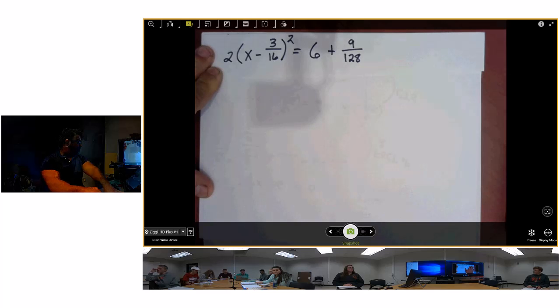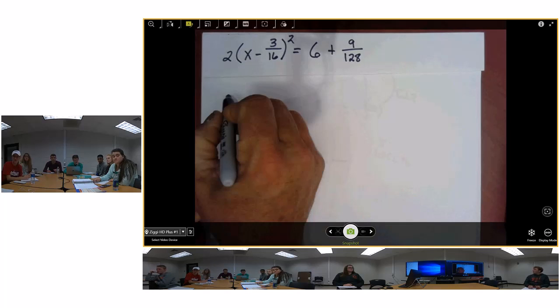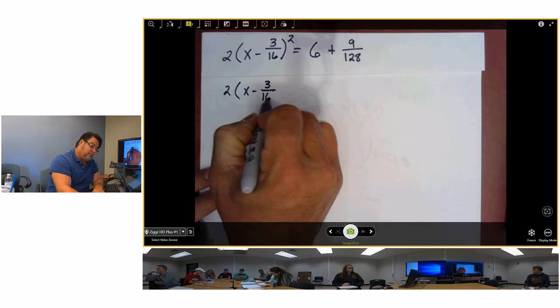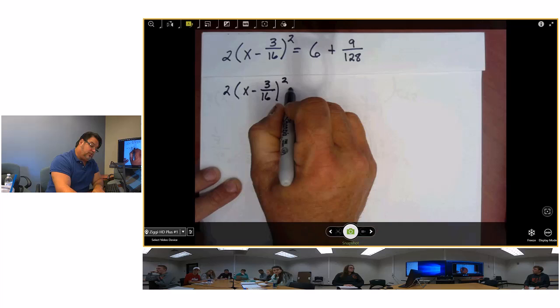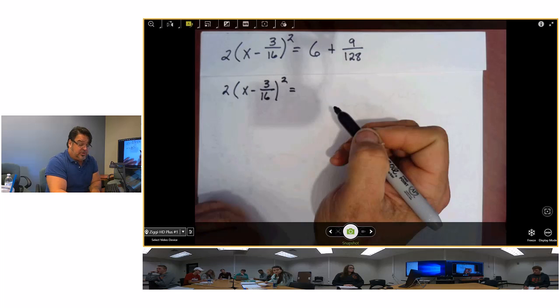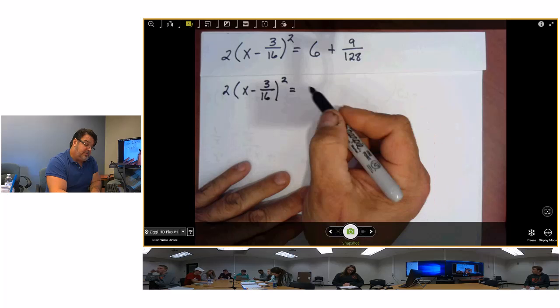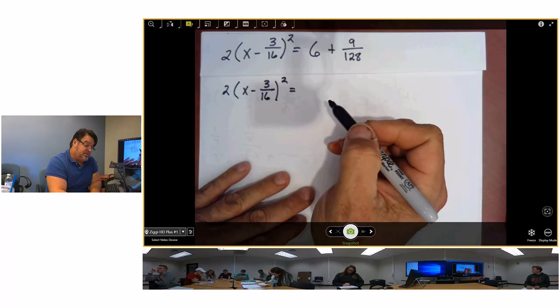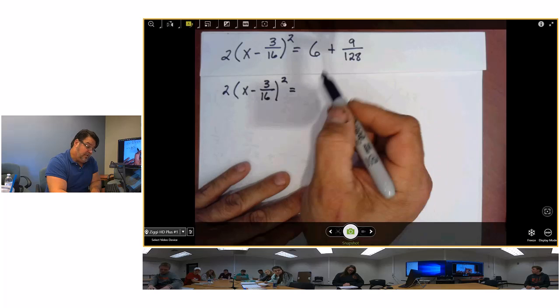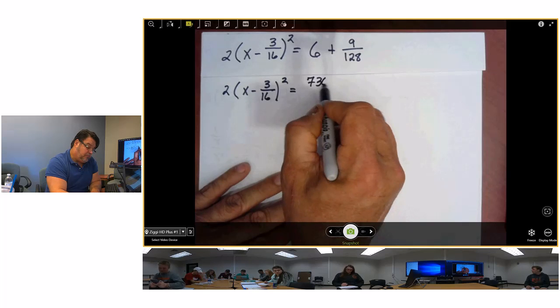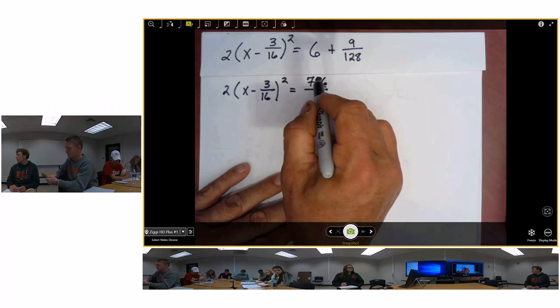All right, so here we go. 2 times x minus 3/16 squared, so you get 128, is equal to, I got to make 128, so 128 times 6. 128 times 6 is 736. Somebody check me. 6 times 128. 768. 768. Okay.